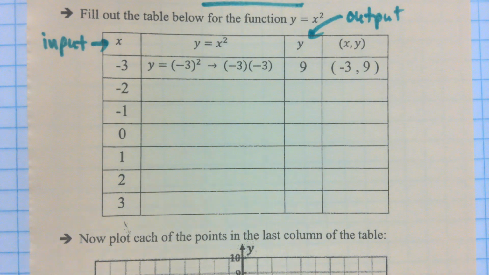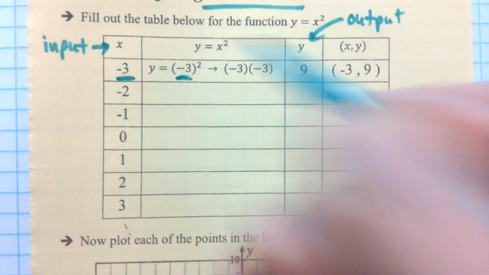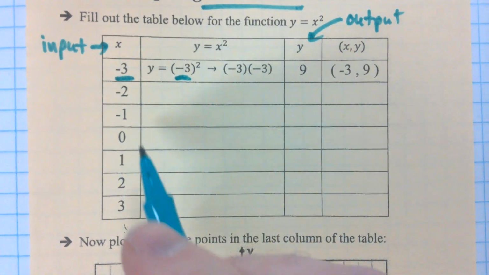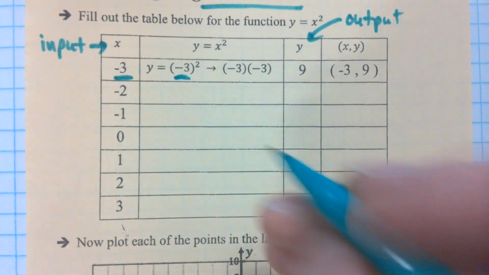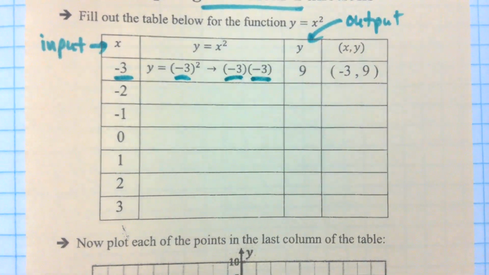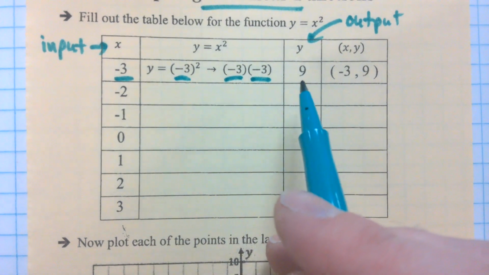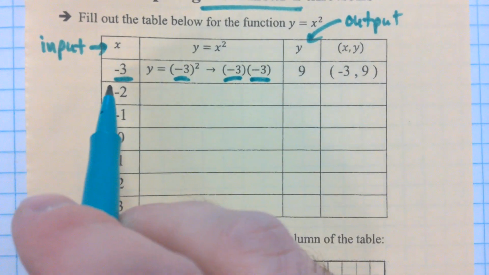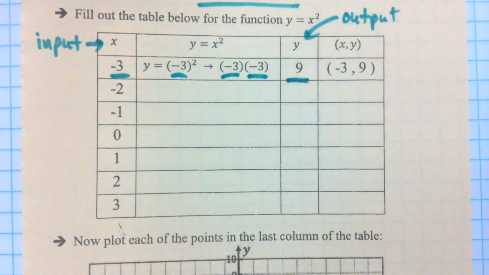So the first one is done for us. -3 gets plugged in here. -3 squared is not -3 times 2. It's -3 times -3. What would 3 times 3 give us? 9. And what's a negative times a negative always going to be? Positive. So my input of -3 gives me an output of +9.